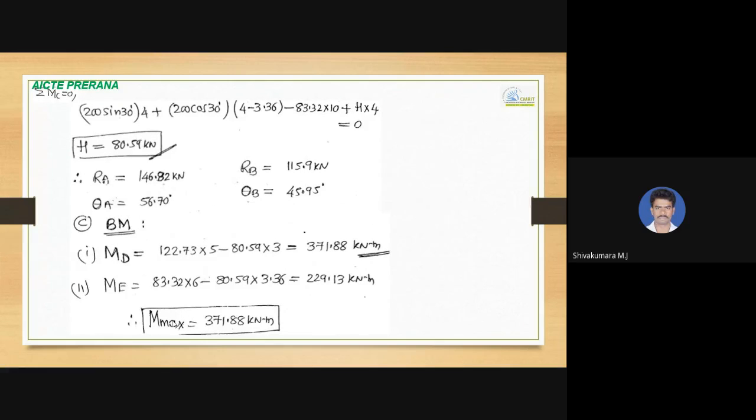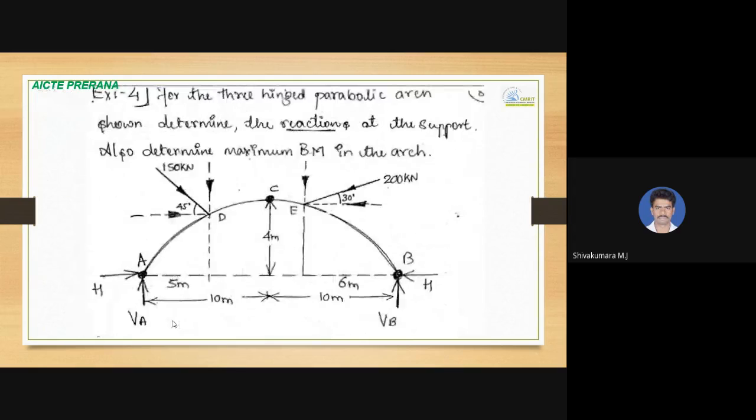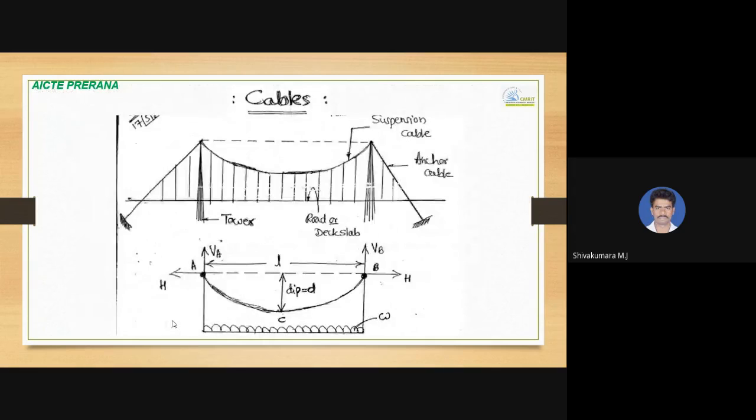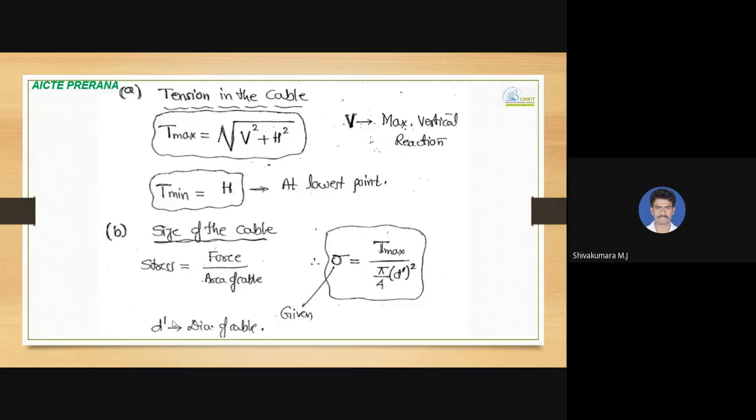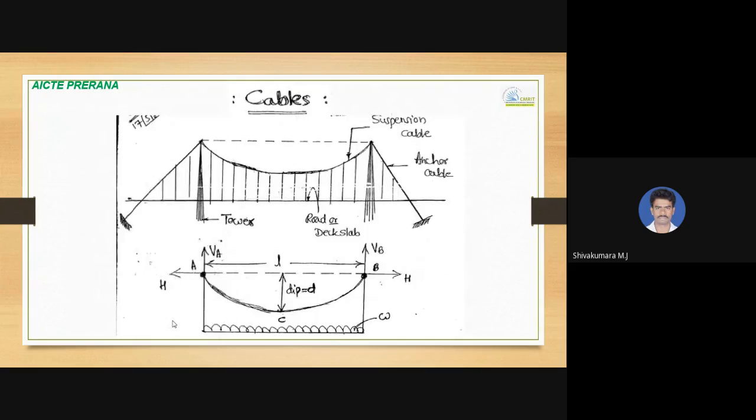So by using conditions of equilibrium, we are analyzing these 3-hinged arches, which are statically determinate. So we are done with the analysis of arches. In the same way, supports at different levels can also be analyzed. Now you come for the next topic, that is analysis of cables.